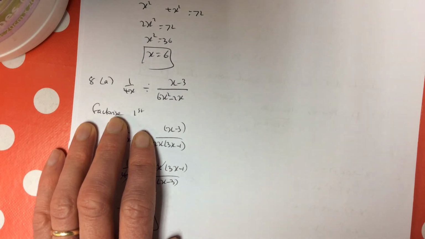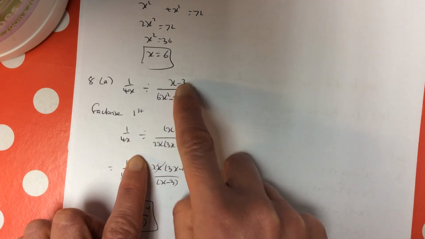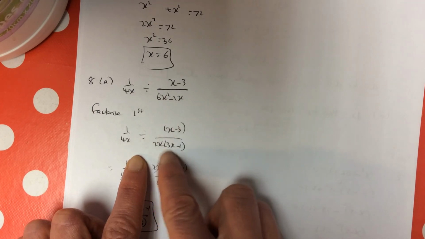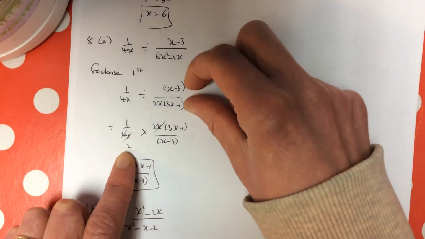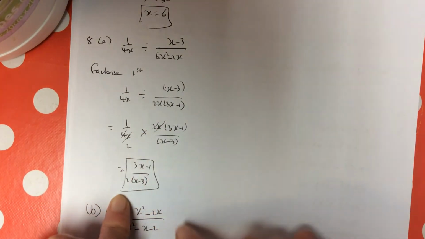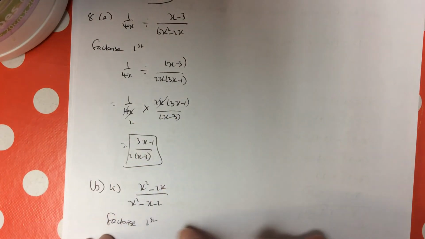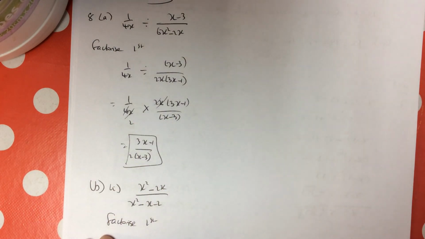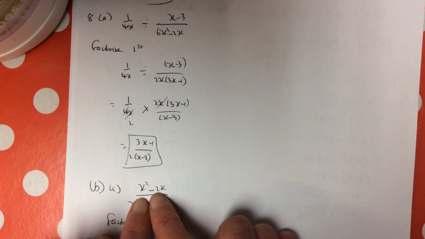Number 8, fractions. Factorise first. So put brackets around that, pull out your 2x, leaving you 3x minus 1. Turn this one upside down and then cancel. The 2 and the 4 cancels and the x cancels, leaving you that on top, and just watch it be 2 on bottom.